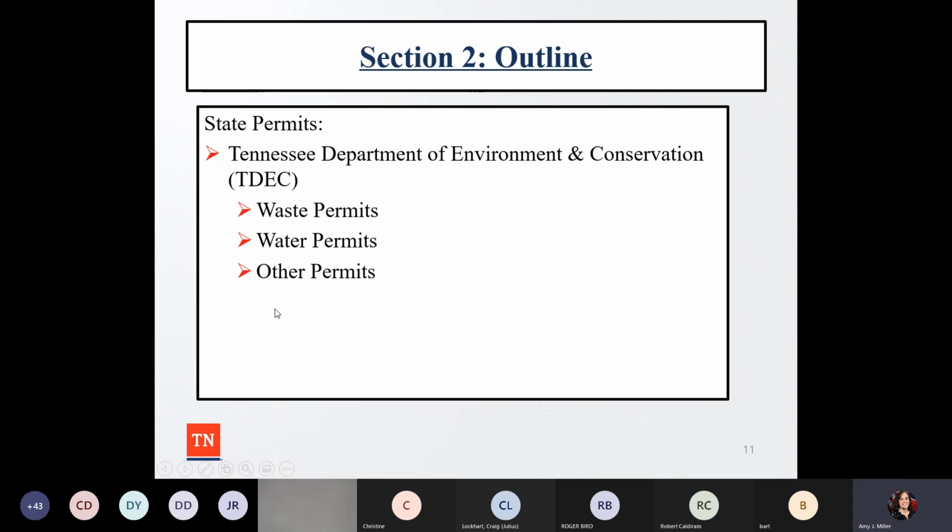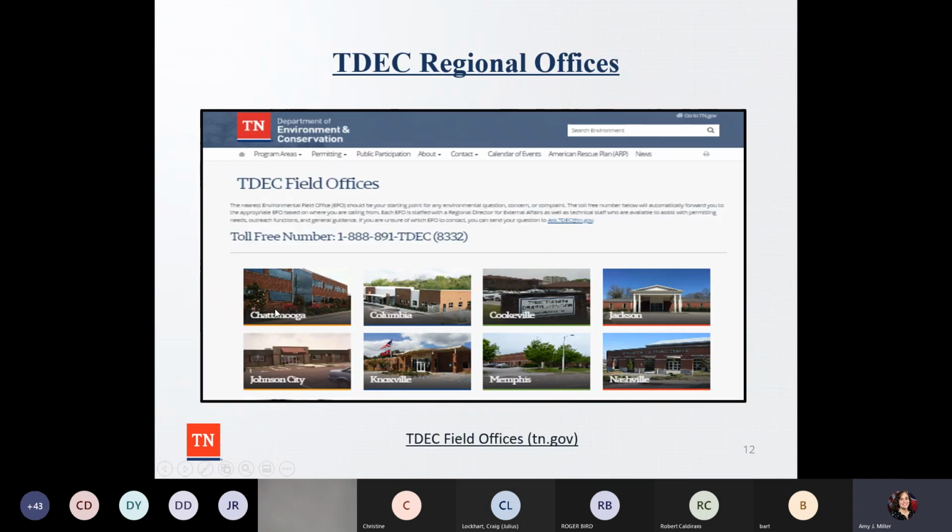new things. So one of the first things to think about when you're thinking about environmental permits is the Tennessee Department of Environment and Conservation. There are 8 regional offices. As you can see right here, there's a toll-free number, and then there's a website where you can click on each one of these offices and get information, okay?